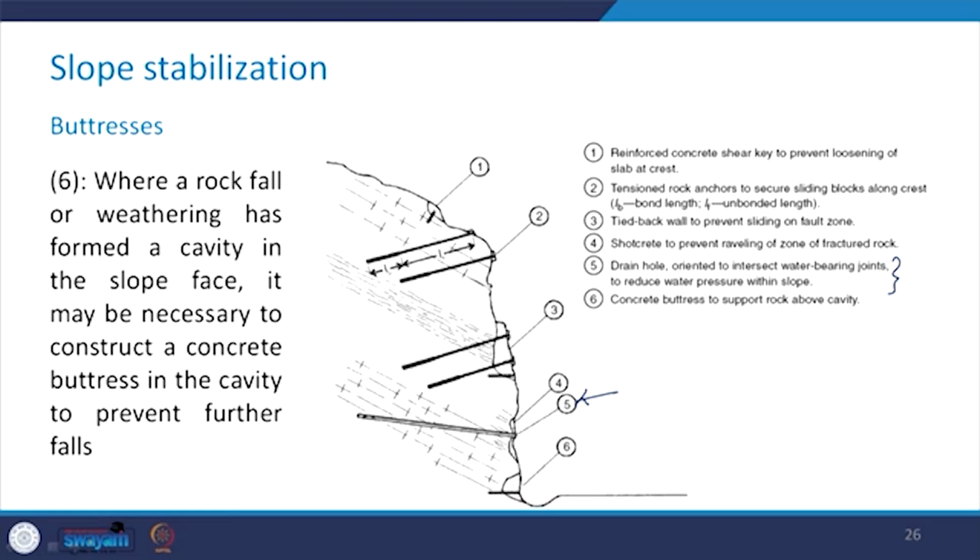So, water can pass through this drain hole and can come out, so that the water pressure is not built inside the slope. Now, the sixth one is the provision of the buttresses, as has been shown here in this particular portion. These are the concrete buttresses to support the rock which is above the cavity. So, in this case, where a rock fall or the weathering has formed a cavity in the slope face, it may be necessary to construct a concrete buttress in the cavity to prevent further falls.